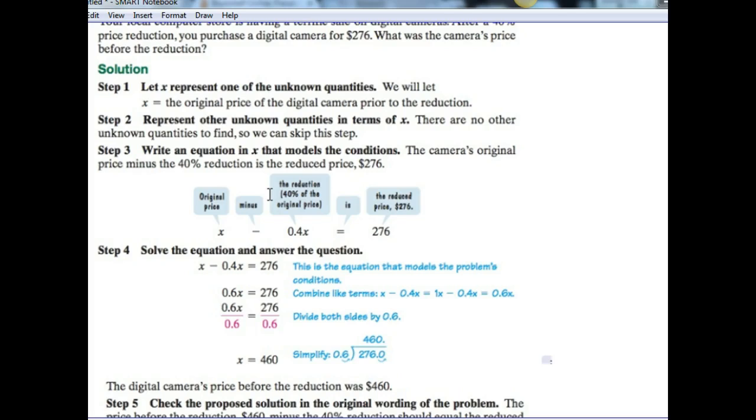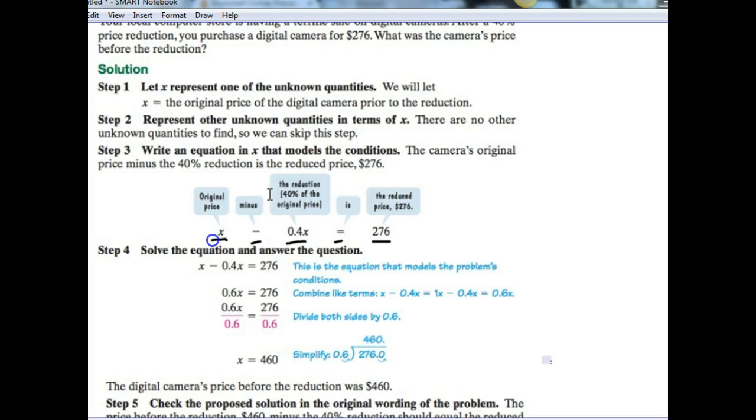Step 3, you've got to write an equation that models the conditions that were in the question itself. So the camera's original price minus 40% reduction is the reduced price of $276. So we just turn that word by word into an equation. The original price minus 40%, and if you turn that into a decimal, that's 0.4. So 0.4x is the 40% reduction that you're subtracting away. Is always equal, and then the reduced price is 276. So that becomes your equation.